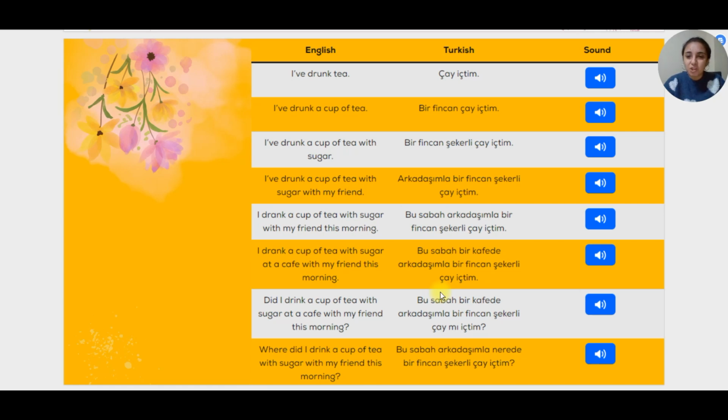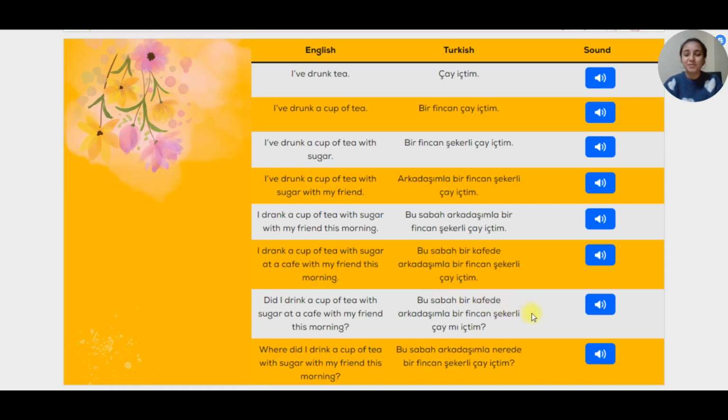Arkadaşımla bir fincan şekerli çay içtim. I have drunk a cup of tea with sugar with my friend. Bu sabah arkadaşımla bir fincan şekerli çay içtim. I drank a cup of tea with sugar with my friend this morning. Bu sabah bir kafede arkadaşımla bir fincan şekerli çay içtim. I drank a cup of tea with sugar at a cafe with my friend this morning.